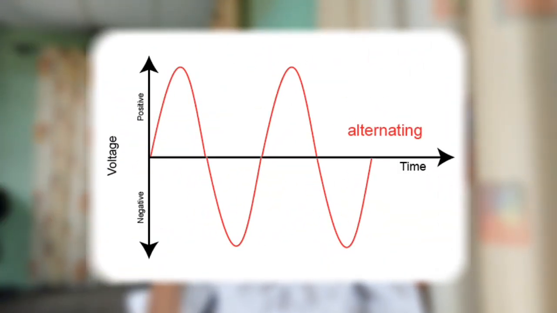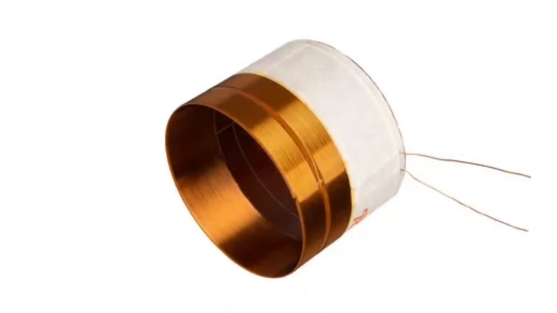I said go check the video if you don't know what AC current is. When you put AC current into the speaker, there's a coil wrapped into the speaker. This coil is what generates the sound wave. The coil is wrapped on top of a cone, and this cone is connected to a diaphragm. This diaphragm is what generates the sound wave.